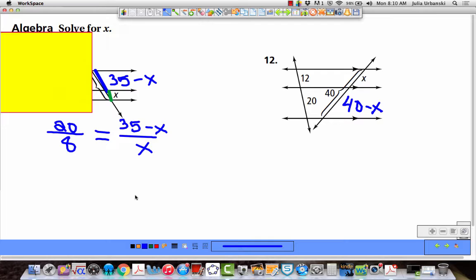Okay, sometimes, occasionally, you will get a kind of problem where you have to square the x's and then solve by factoring. We'll review that some more as we go. But this is 20 times x equals 8 times 35.